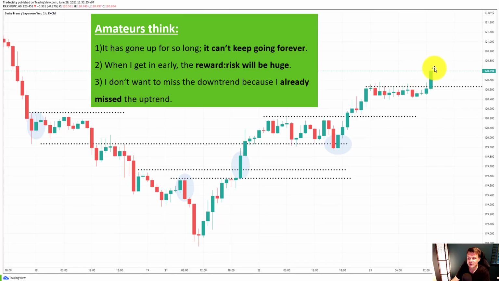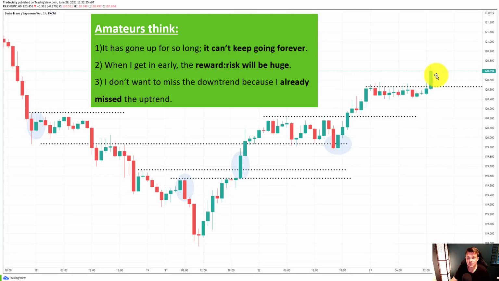So a lot of traders, so there are two parts. Many traders will now get into a short trade, especially those who have missed the uptrend or maybe lost money here in the uptrend. So the same as what we have seen here, the traders that get in too early will also get in too early here on the way down.